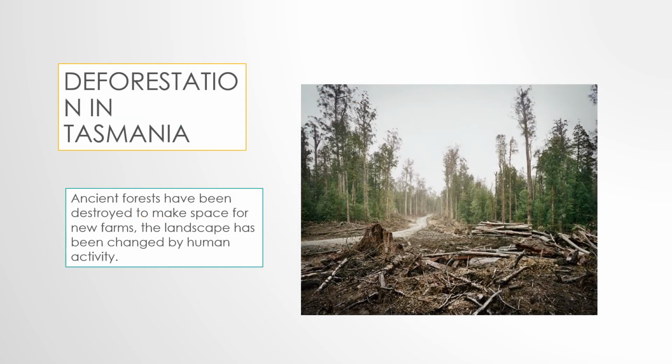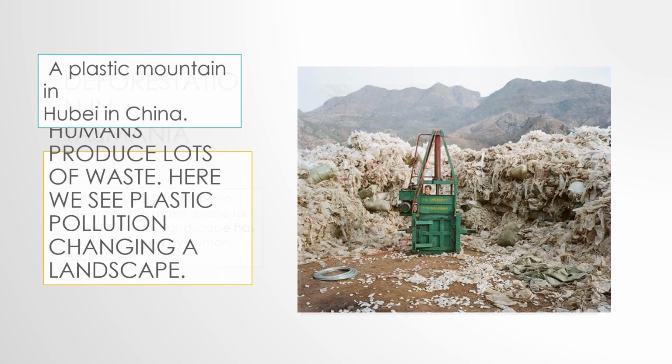Deforestation in Tasmania. Ancient forests have been destroyed to make space for new farms. The landscape has been changed by human activity. A plastic mountain in Hubei in China. Humans produce lots of waste. Here we see plastic pollution changing a landscape.